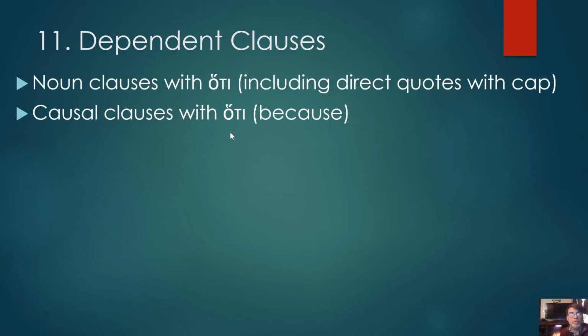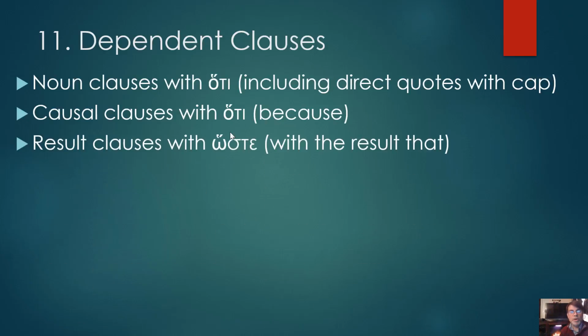Causal clauses would be like when hoti is translated as "because." Again, you would have translated these just fine without knowing what to call them, but there might be some evil examiner or competency giver that wants you to be able to identify what kinds of clauses these are. So when hoti means "because," it's introducing a causal clause. You can have result clauses with "the result that." Hoste is one way to introduce a result clause. Hoste will take an indicative verb.